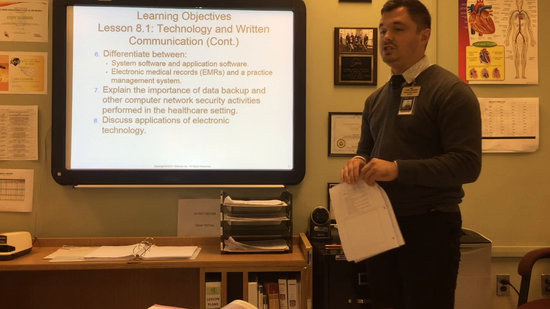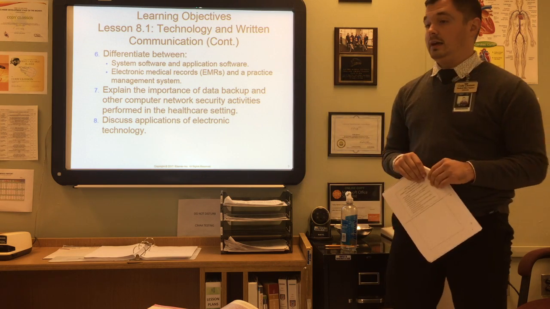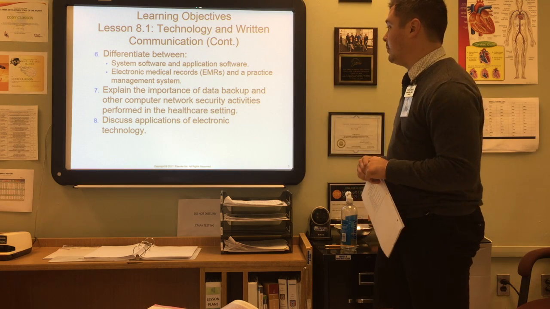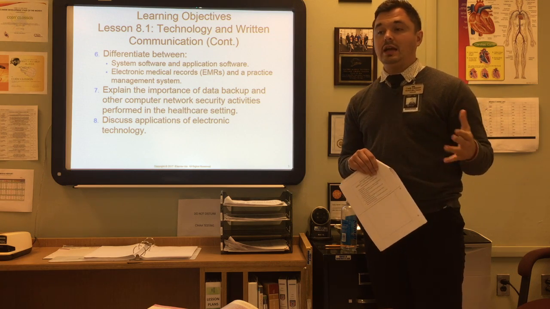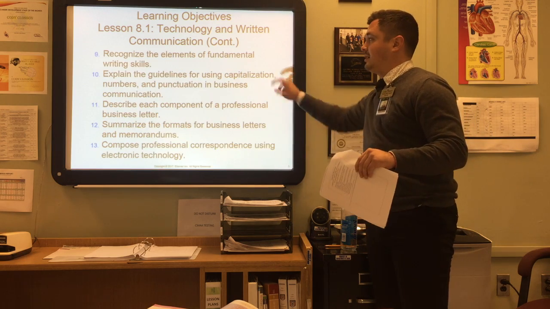Then we need to be able to differentiate between system software and application software, electronic medical records, and practice management system. And then we need to explain the importance of data backup and other computer network security activities performed in the healthcare setting, and discuss applications of electronic technology.